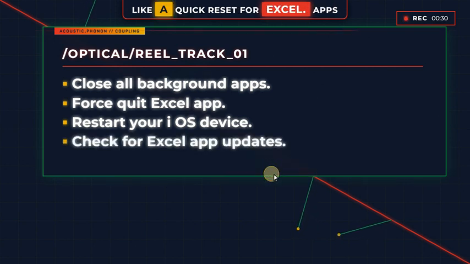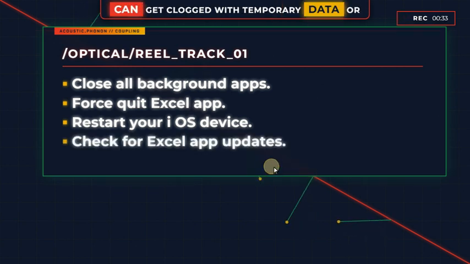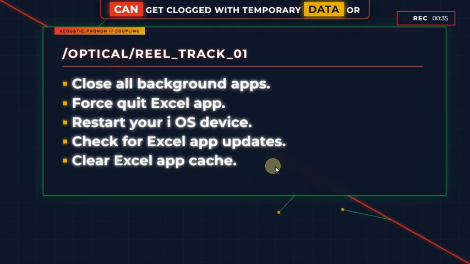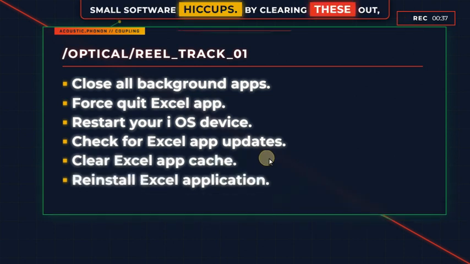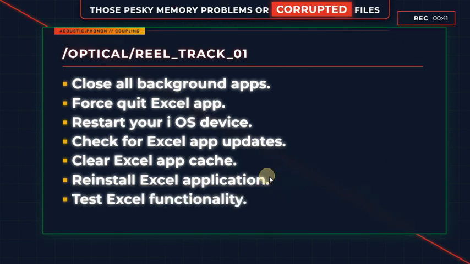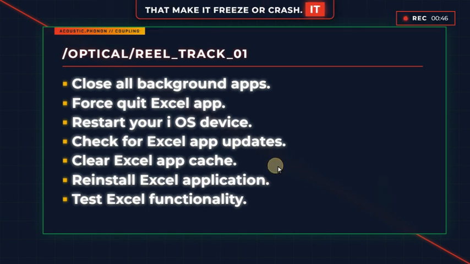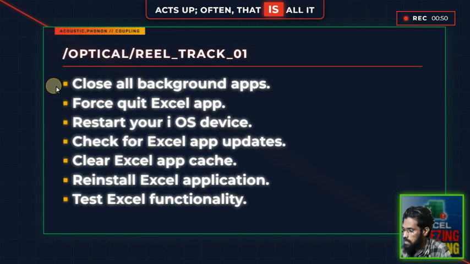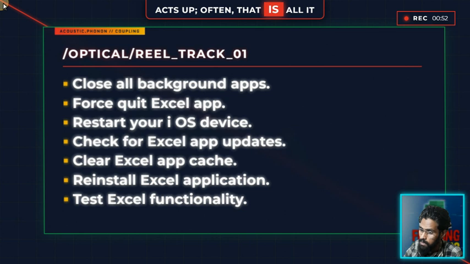Think of it like a quick reset for Excel. Apps can get clogged with temporary data or small software hiccups. By clearing these out, we give Excel a clean slate, stopping those pesky memory problems or corrupted files that make it freeze or crash. It is like restarting a computer when it acts up. Often, that is all it needs.